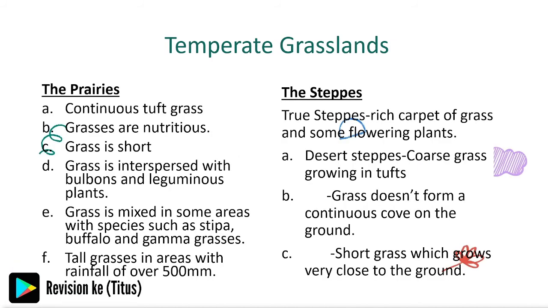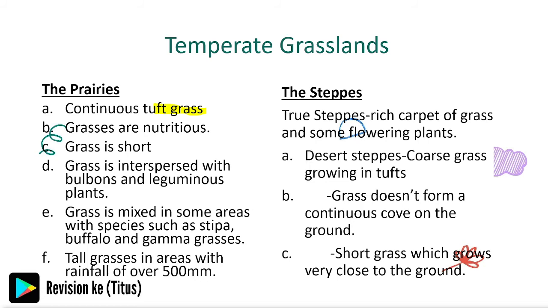And we have now the characteristics. Maybe I'll highlight some so that you can be able to spot the difference. So, continuous tuft grass. Grasses are nutritious. Grass is short. You look at the steppes. So, true steppes, a rich carpet of grass and some flowering plants.